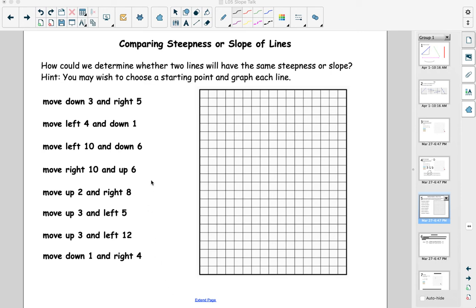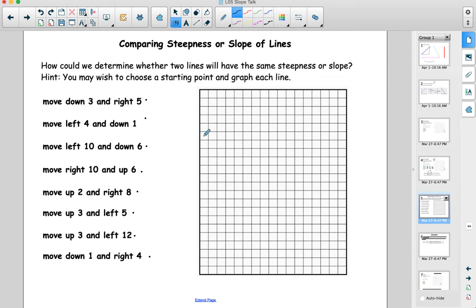All right, what you're going to do now is determine which of these lines that I've given you here have the exact same steepness. Again, our starting point hasn't been specified, so we can't say that they would be the exact same lines, but I'm looking for you to find lines that have the exact same steepness, which is just another way of saying they're parallel.